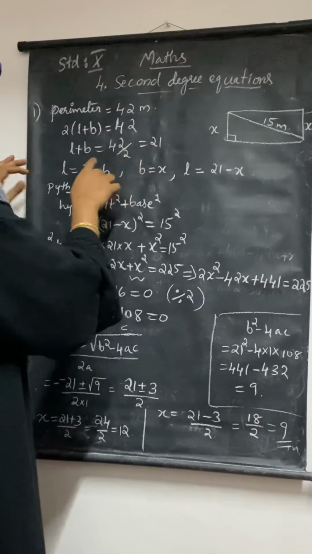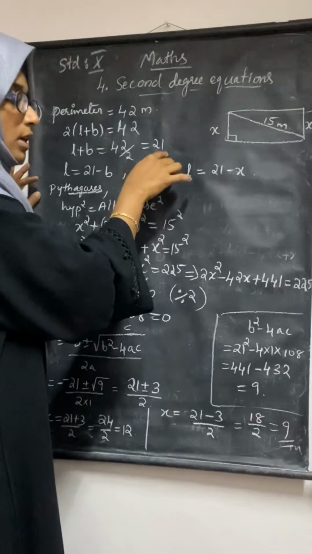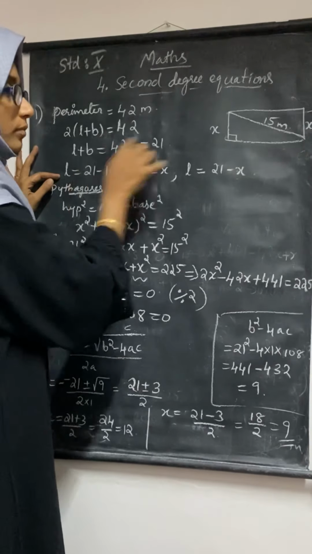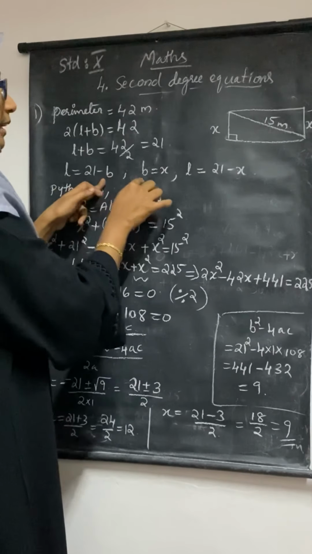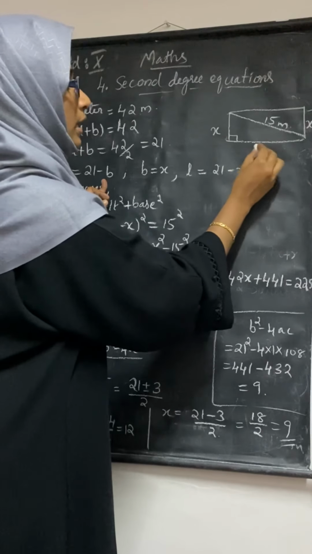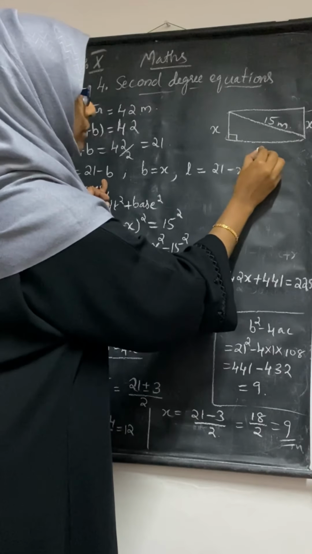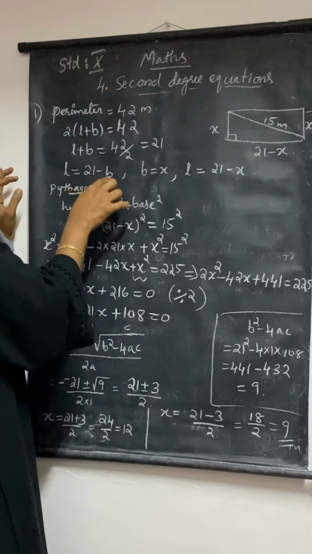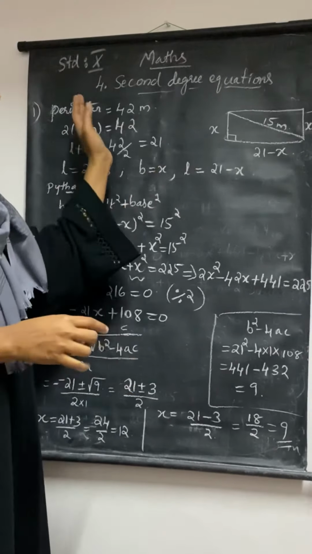Now from that we can find out length. Length plus breadth is 21, so I can find length as 21 minus breadth. I am taking breadth as x. So what will be the length? It will be 21 minus breadth, so 21 minus x. So that we have used.